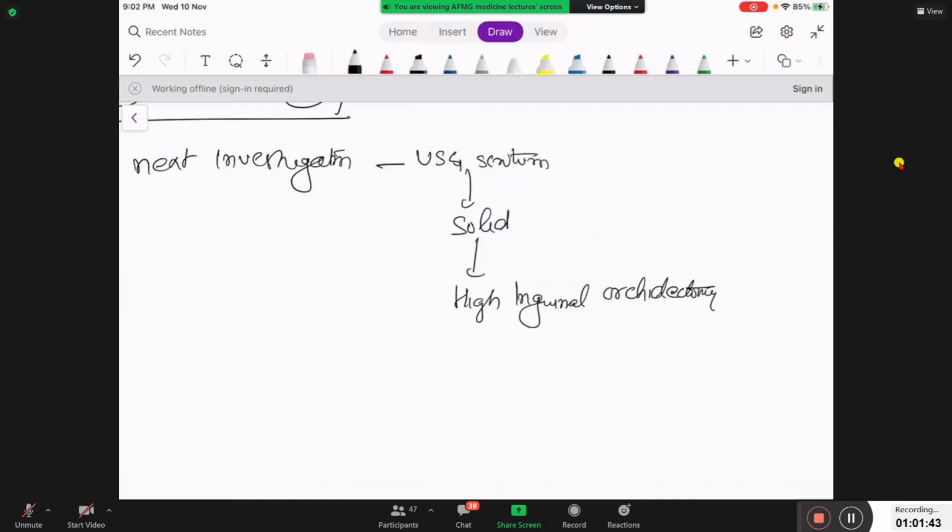After that, we do a CT scan to stage this disease, and we don't need to go into the staging part. We just need to know that after high inguinal orchidectomy, in most cases, we give chemotherapy. The preferred chemotherapy is cisplatin and carboplatin based chemotherapy, which is called platinum based chemotherapy. So this is what the clinical approach is. Any doubt here?